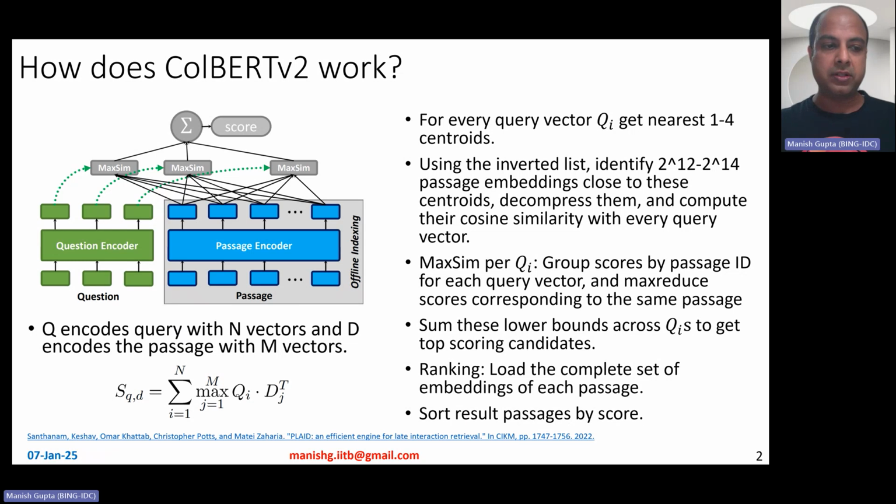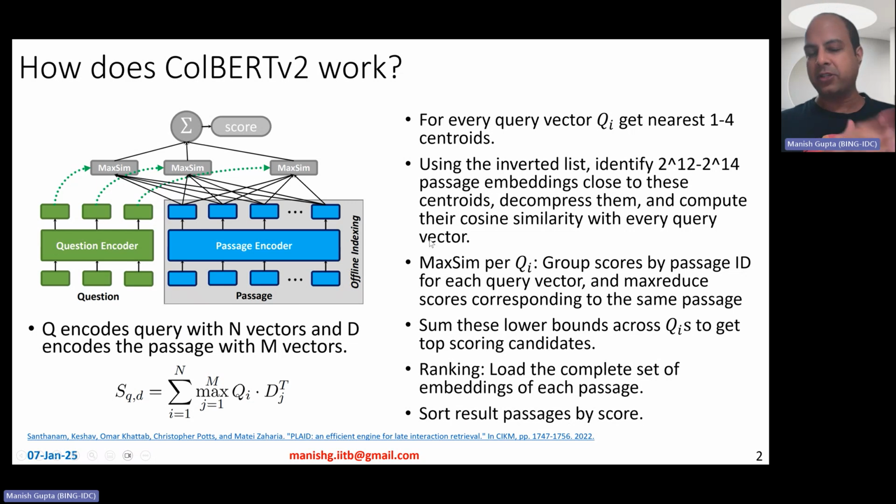The embeddings for the passage tokens are not stored as is. In fact, what you end up storing is the nearest centroid's ID, and also a quantized 1-bit or 2-bit quantized embedding for each of those document or the passage tokens, right? So therefore, at online inference time, you essentially figure out the nearest centroids. For those centroids, you basically figure out passage tokens which are closest to those centroids, decompress them, compute their cosine similarity with each query vector. And then you compute the maxim and a lower bound to the maxim per query token by grouping those scores by passage IDs for each query vector, right?